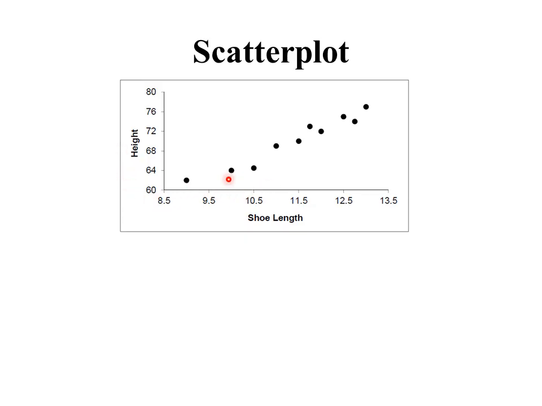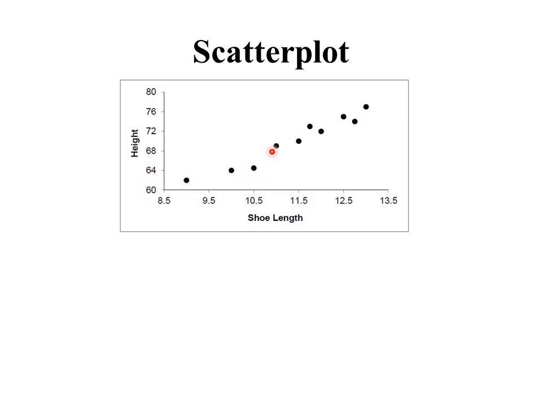So here's one student, here's another student, third student, fourth student, and so on and so forth. Okay. So there's a simple graph of our data, and we can use this graph to answer our first question: is there a relationship between these two variables? Well, let's make a couple of observations here. First of all, if we move from left to right, the shoe length increases, and look what's happened at the same time. The height also increases.